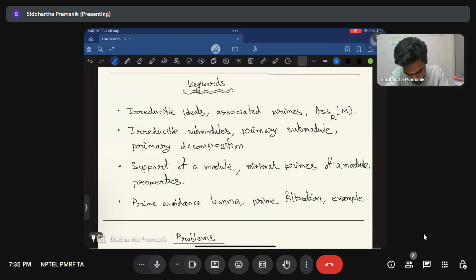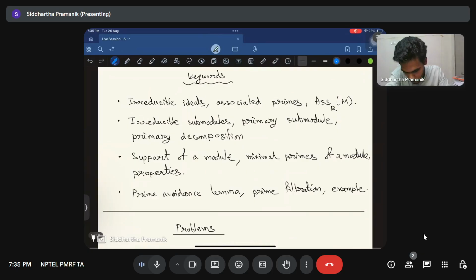So yeah, I think we have covered almost all the things. Maybe prime filtration, we have not used those things, but the examples given in the lectures are good, so one may try to do some more examples like those examples from books.